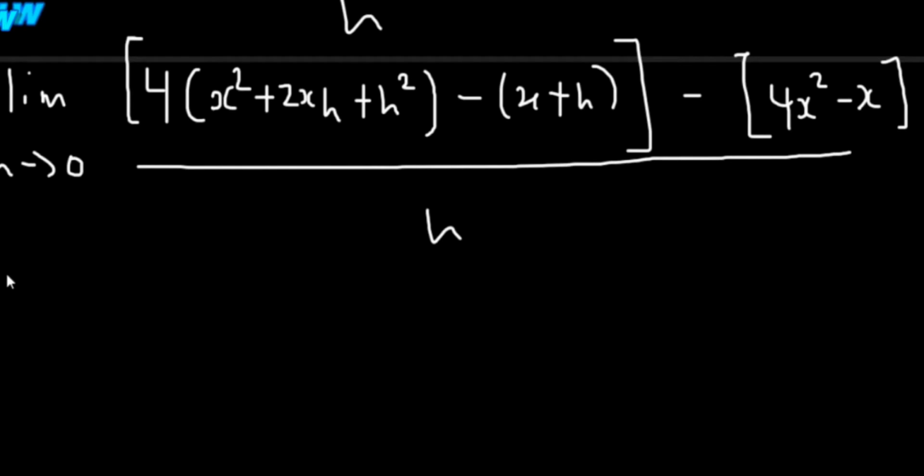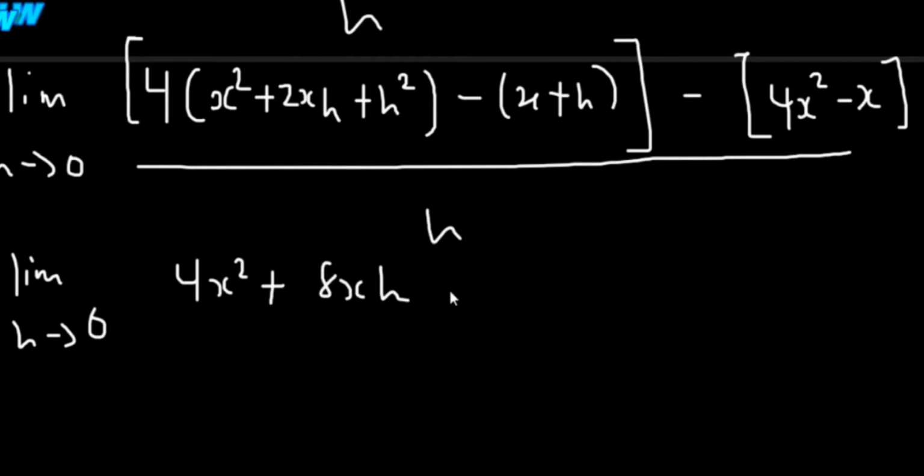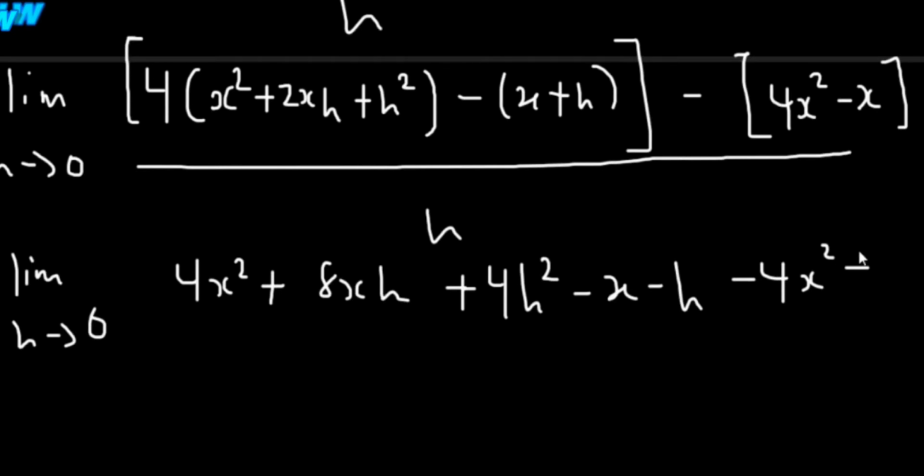Okay, so I have my limit as h approaches 0. So let's finish the expansion. So I have 4 times x squared, that will be 4x squared, plus 4 times 2xh, that will be 8xh, plus 4 times h squared, that will be 4h squared. Okay, minus x minus h, all this minus 4x squared plus x, all divided by h here.